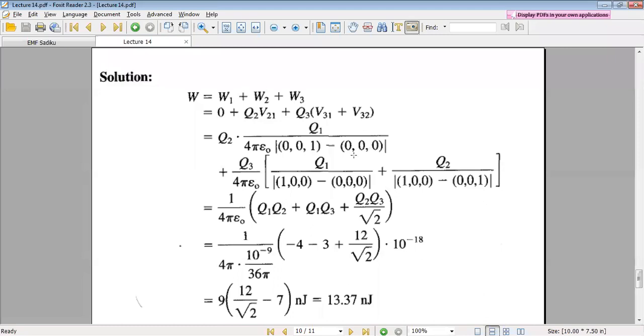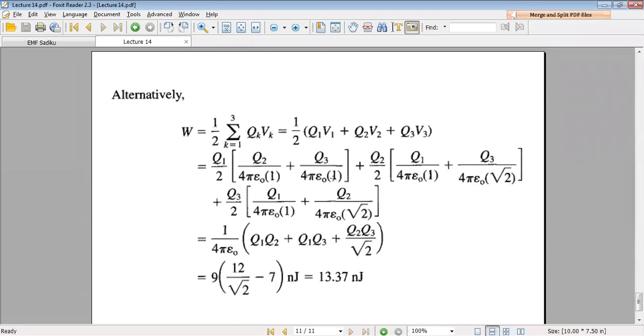There is only one value. So Q1 Q2, and again Q1 Q3, Q2 Q3 by square root of 2. This is the magnitude. When you get the vector, you have to take the square root of that value, and then you can get the scalar value. So this is one of the methods.